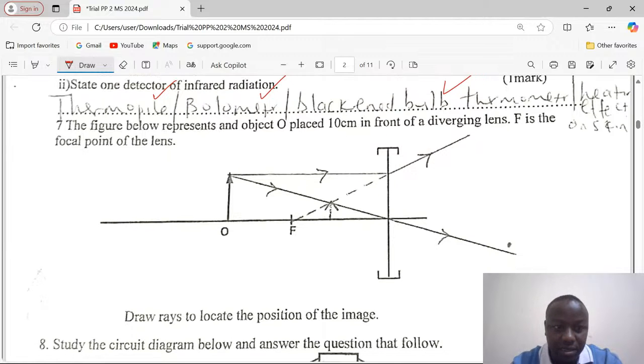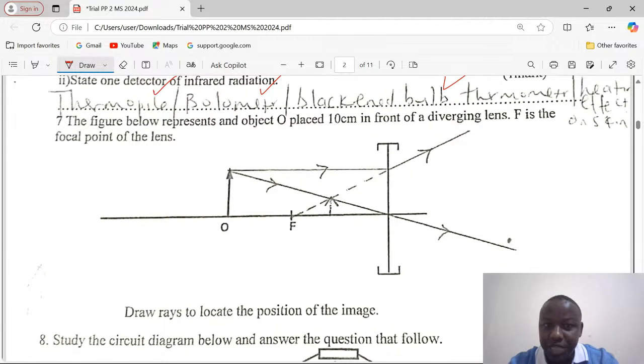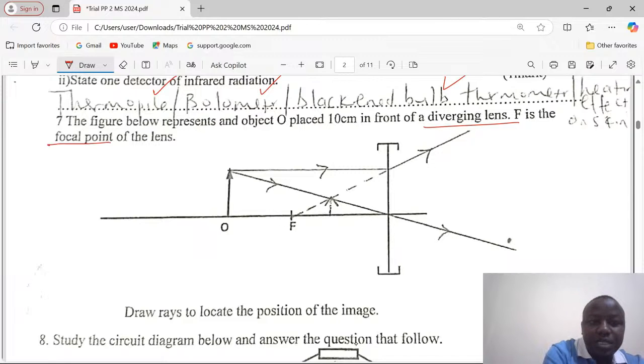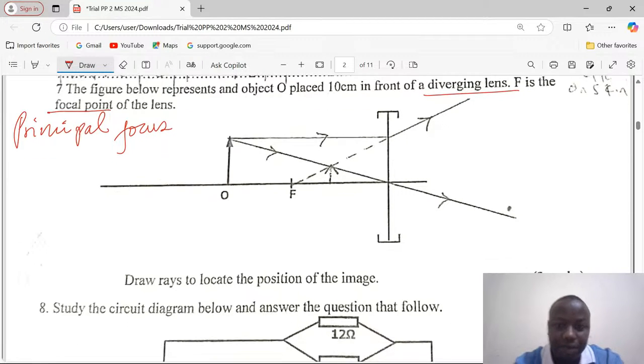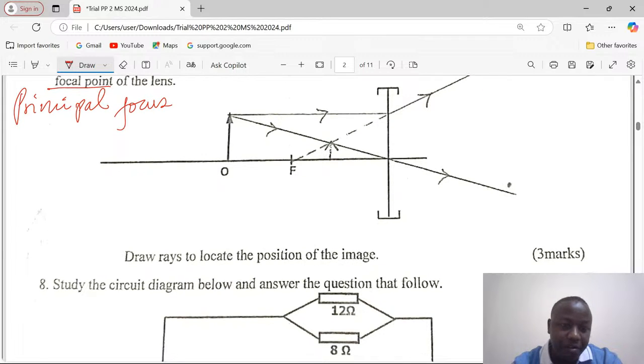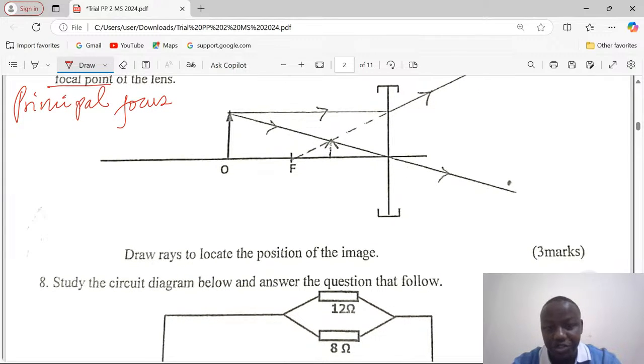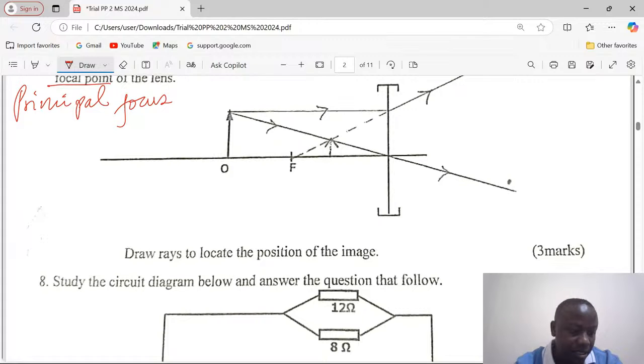The figure below represents an object O placed 10 centimeters in front of a diverging lens. F is the focal point of the lens. The focal point means principal focus. Draw rays to locate the position of the image. I hope the diagram is clear.